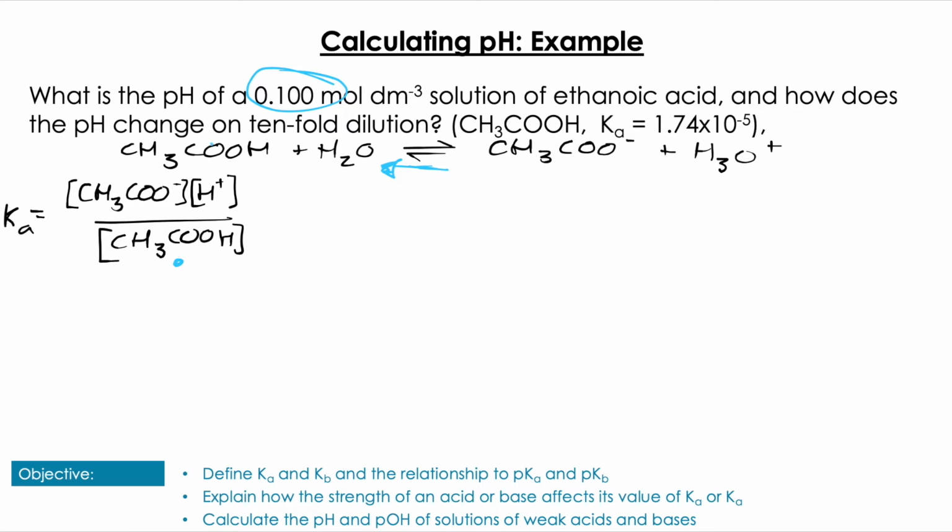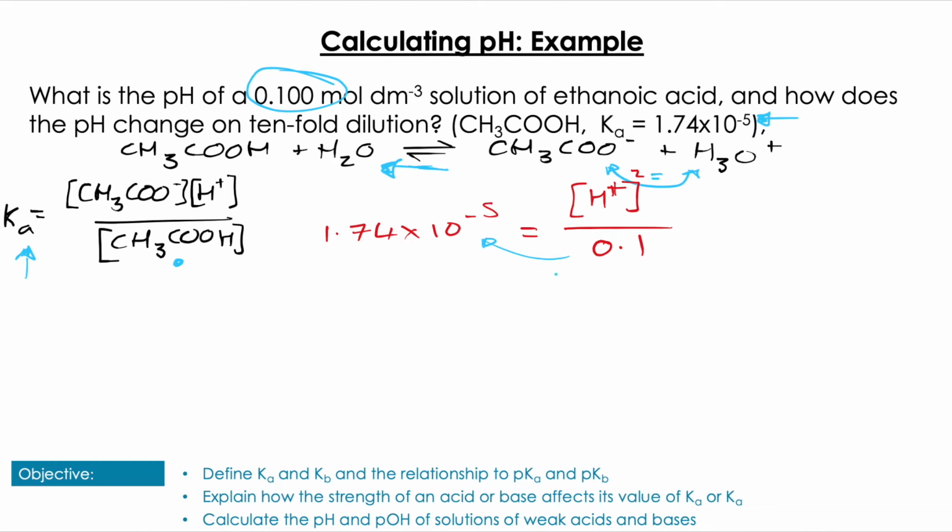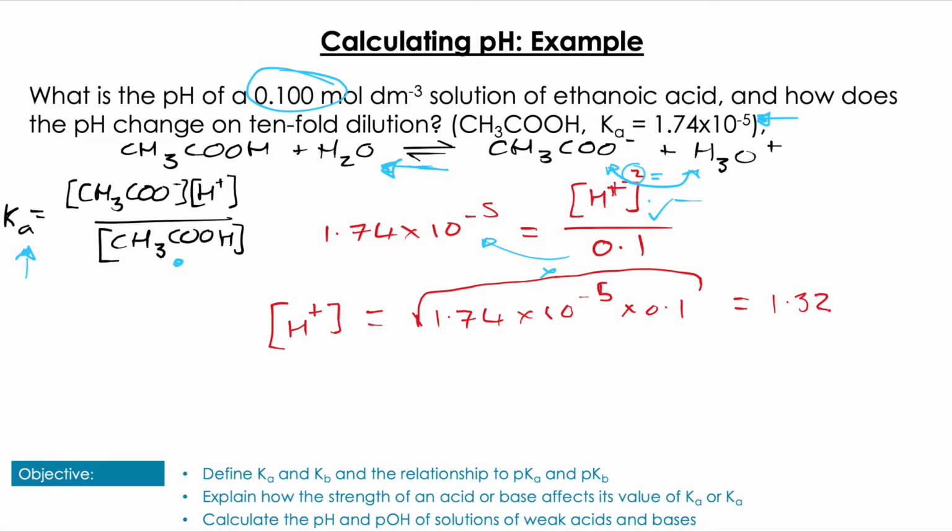So again, we know that it's going to lie over to the left-hand side. So our concentration of ethanoic acid is going to be the value we use in the bottom of our fraction, and Ka is the value that we use for Ka. Now remember, we're going to make our two products equal to each other and then just plug in our values. So now I get 1.74 times 10 to the minus 5 equals H plus squared over 0.1, multiply through by 0.1, and then square root that whole term to give me H plus equals 1.74 times 10 to the minus 5, multiplied by 0.1, and that whole term square rooted. And that equals 1.32 times 10 to the minus 3.